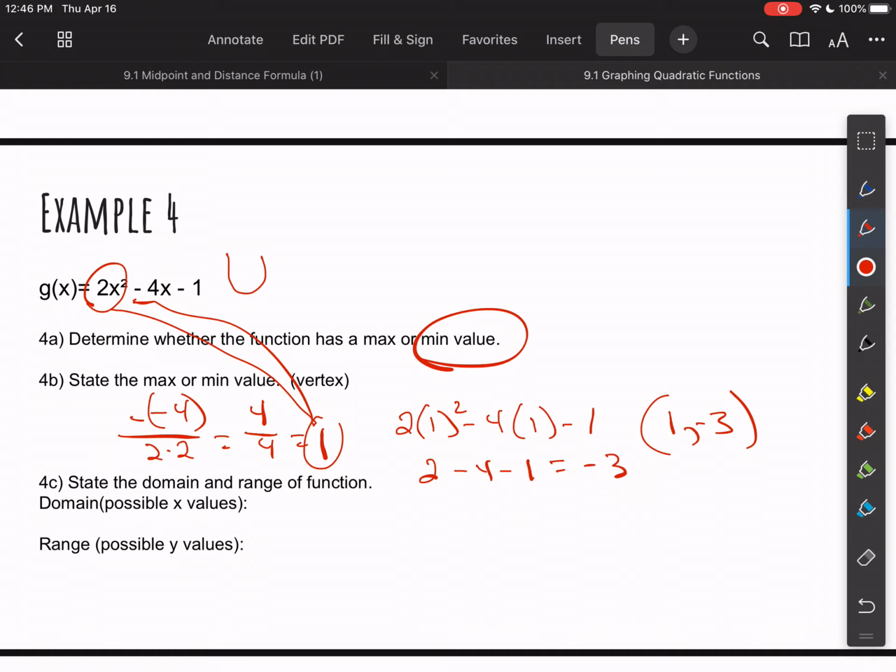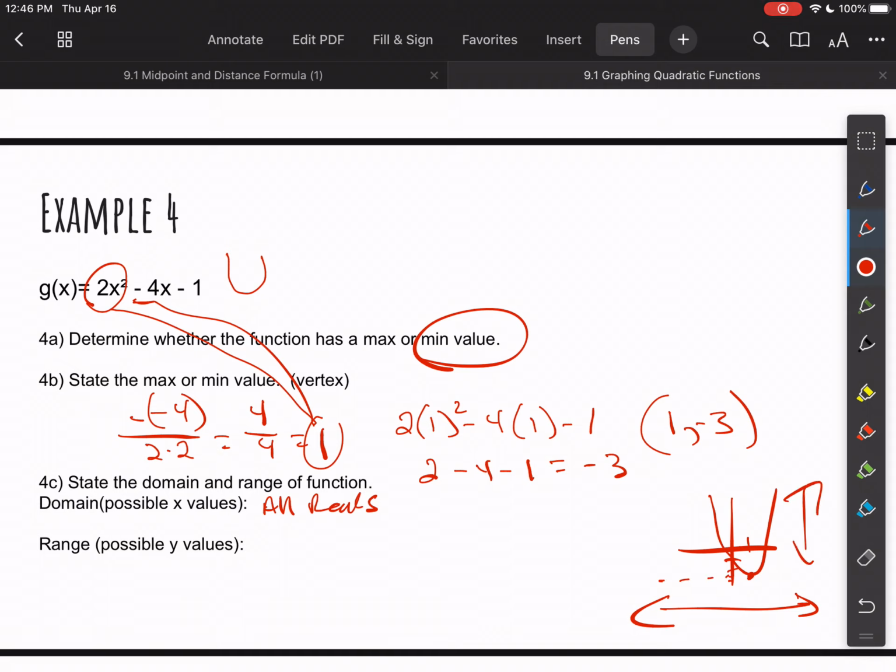Then it says state the domain and range of the function. Well, if that's my minimum value at 1, negative 3, this thing's going up, right? So my domain is going to be all reals. I can plug in whatever value I want for x, this direction or this direction. But in the up and down direction, it starts here at negative 3. So it's the y values where y is greater than or equal to negative 3.